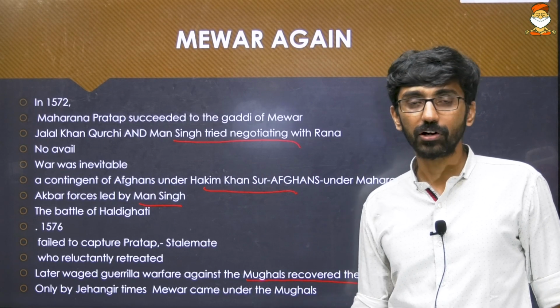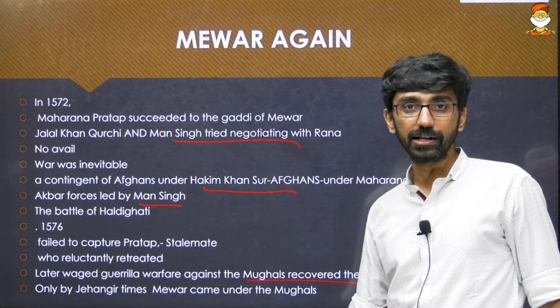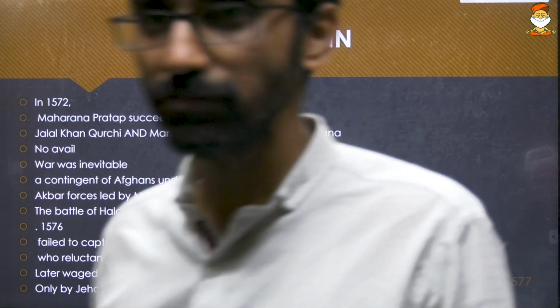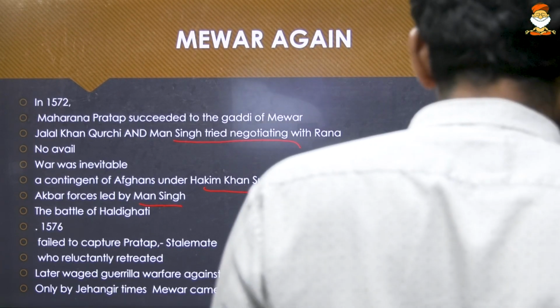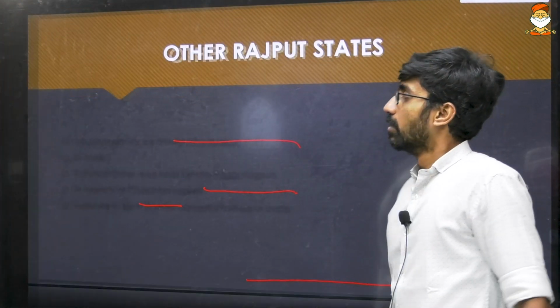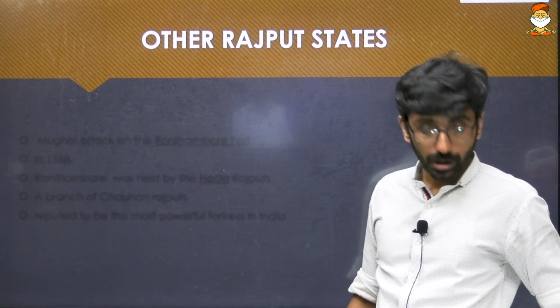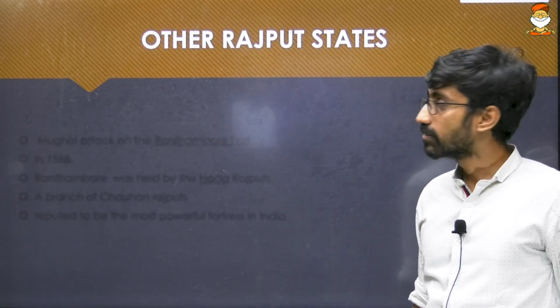So this is Mewar. First time we talked about Chittorgarh, then the second time we talked about Haldighati. And then some other Rajput states which came under the control of the Mughals during Akbar's time.